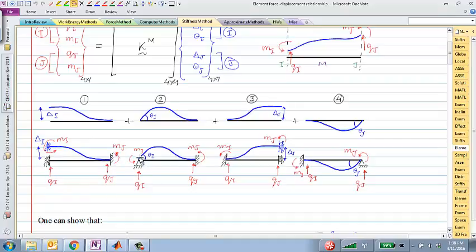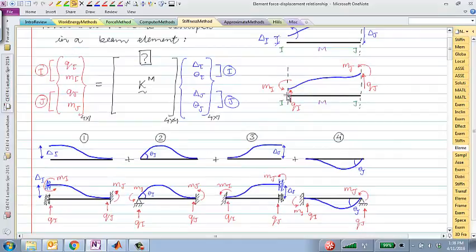Similarly, if I do the calculation for case 2, where I know the response for theta I, know the response for delta j, know the response for theta j, I can combine them in the right amounts to come up with the response for a general beam element under general loading conditions. So that was the overall idea of the stiffness method.